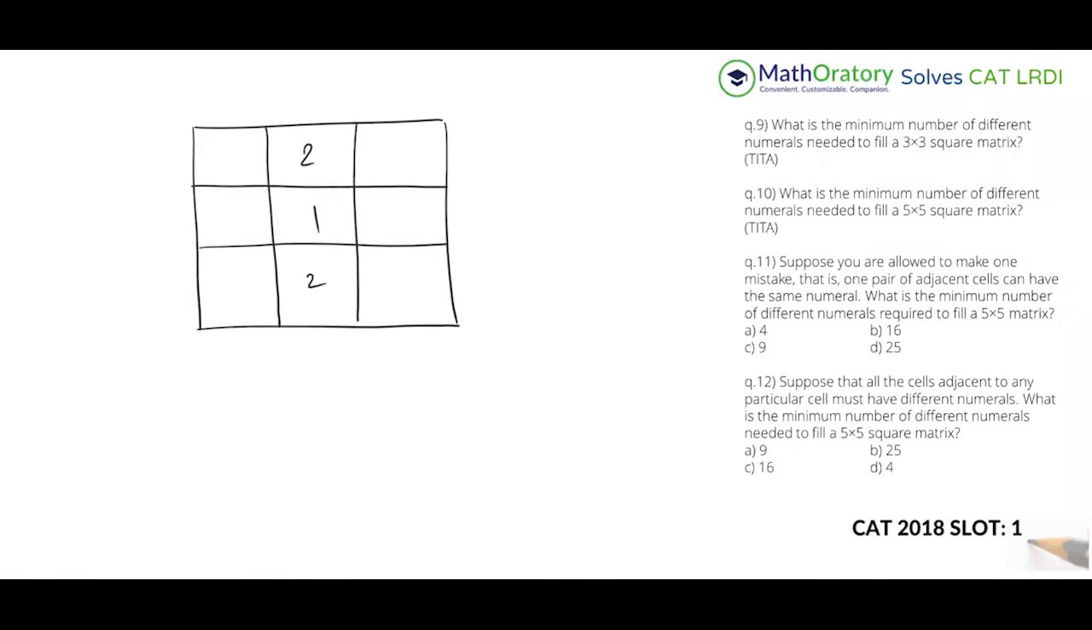So putting a 2 here should not be a problem. Similarly, 3, 3 here is fine. Now, none of the 4 cells that are remaining are adjacent to each other, right? They are adjacent to different other cells, but they are not adjacent to each other. So all of these can be filled up by the same number. So we can fill up 4, 4, 4, 4 for this. Please understand, none of this 1, 2, 3 can come here, right?